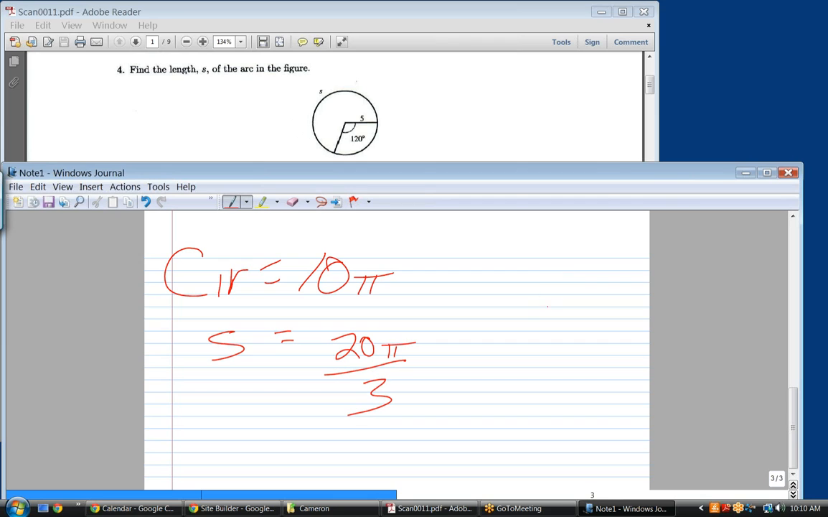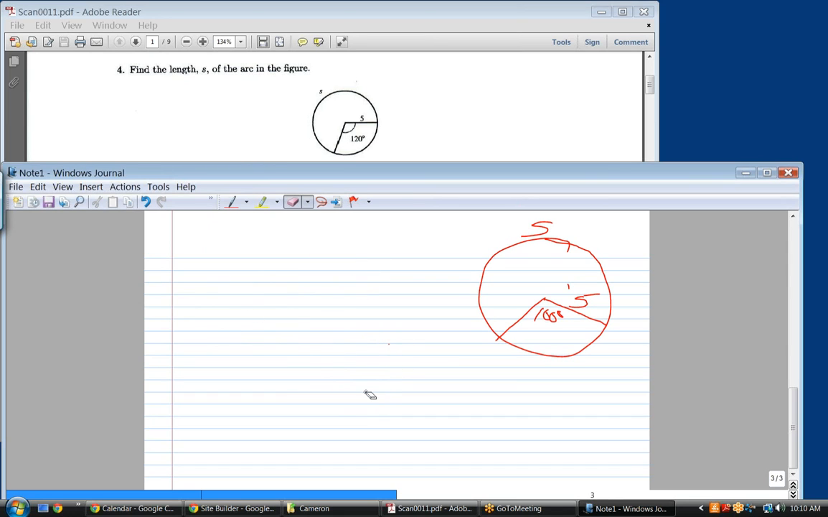Let me give you another one. What's the length of this arc? So our circumference is 10 pi again. And then we have 260 over 360. Let's see if we can reduce that. That's 2/3 again, is it?